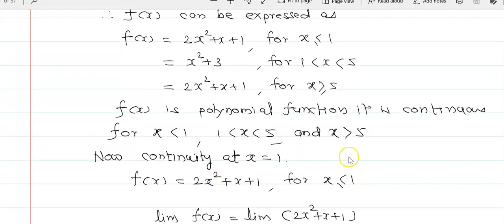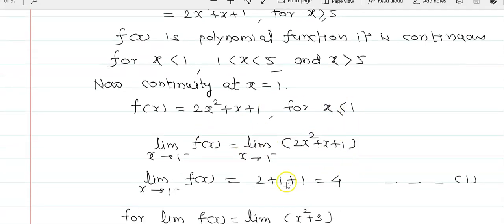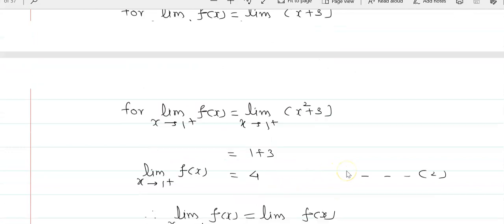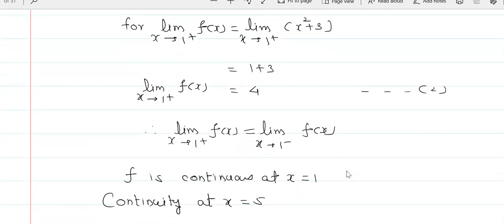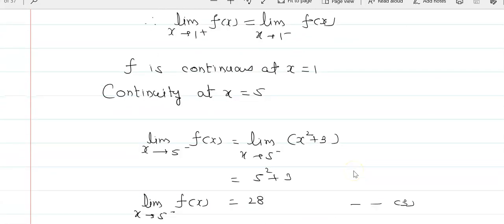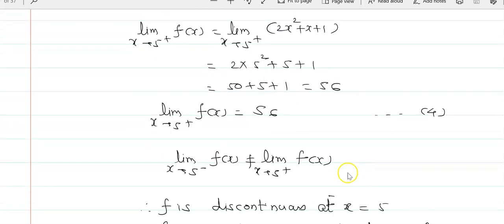Now continuity at x is equal to 1. For f of x, we take the left hand side limit and right hand side limit. Therefore, the value of the left hand side limit is 4 and the right hand side limit is also 4. Therefore, it is continuous at x is equal to 1. Continuity at x is equal to 5. The left hand side limit is 28, the right hand side limit is 56. Both are not equal. Therefore, the given function is discontinuous at x is equal to 5.